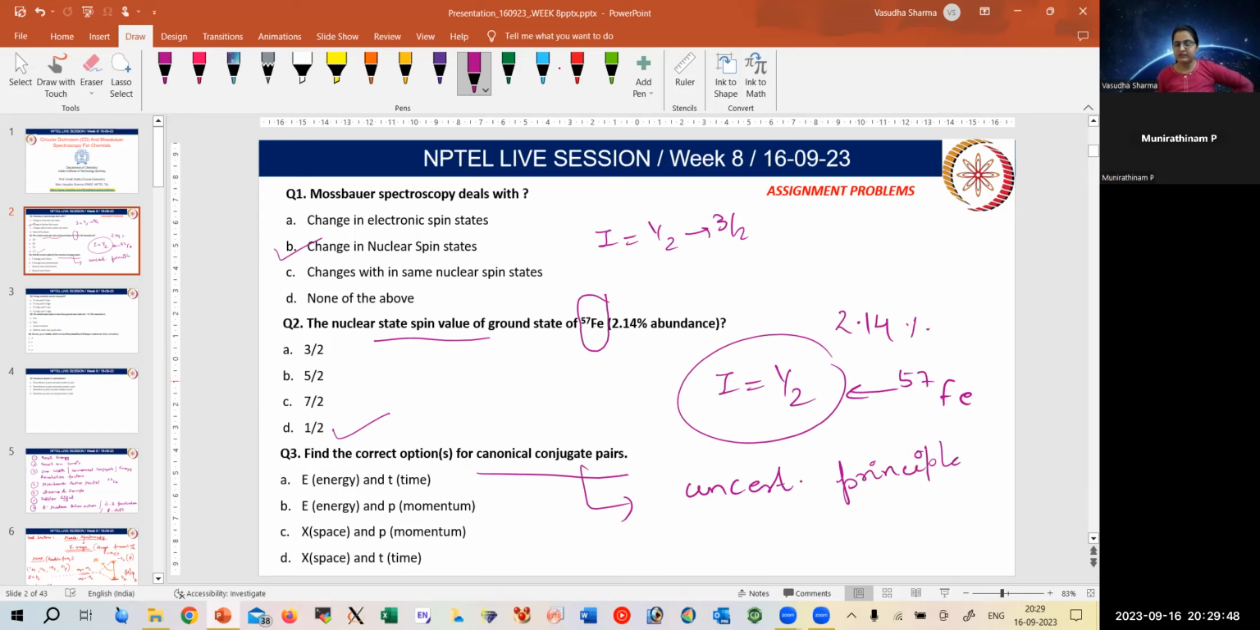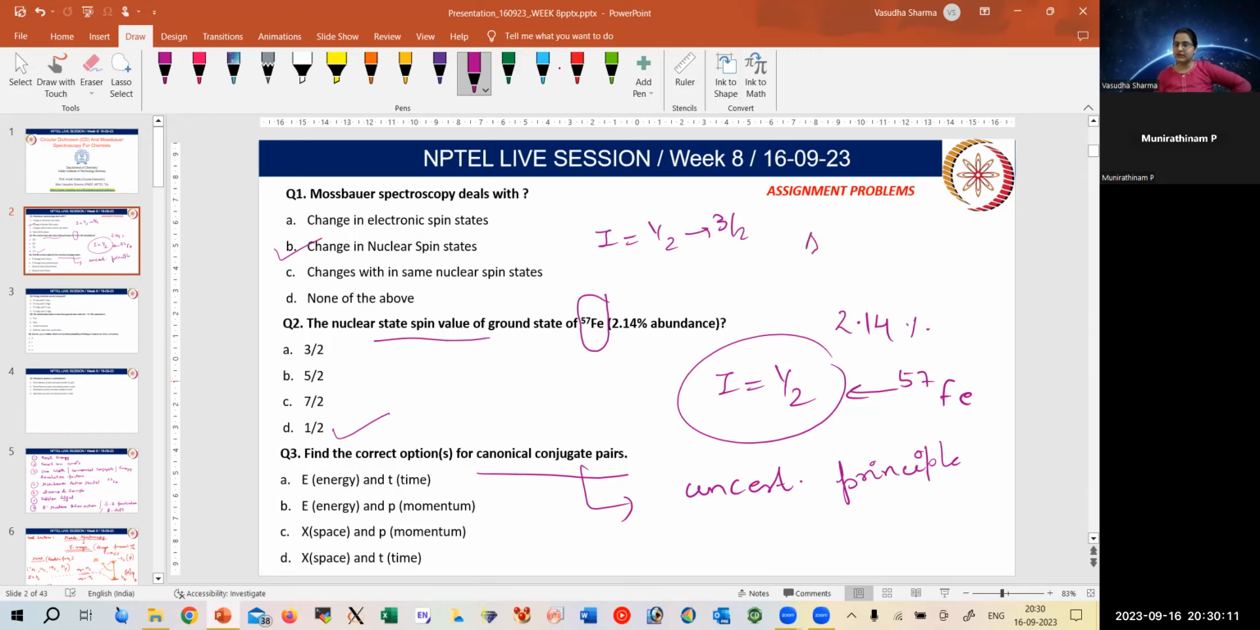So, energy and time, energy and momentum, x is space, that could be x, y, z, any translational vector into momentum, or a space into time. So, which one makes the canonical conjugate pairs? B option, energy and momentum, ma'am. No, energy and momentum does not make a conjugate pair.